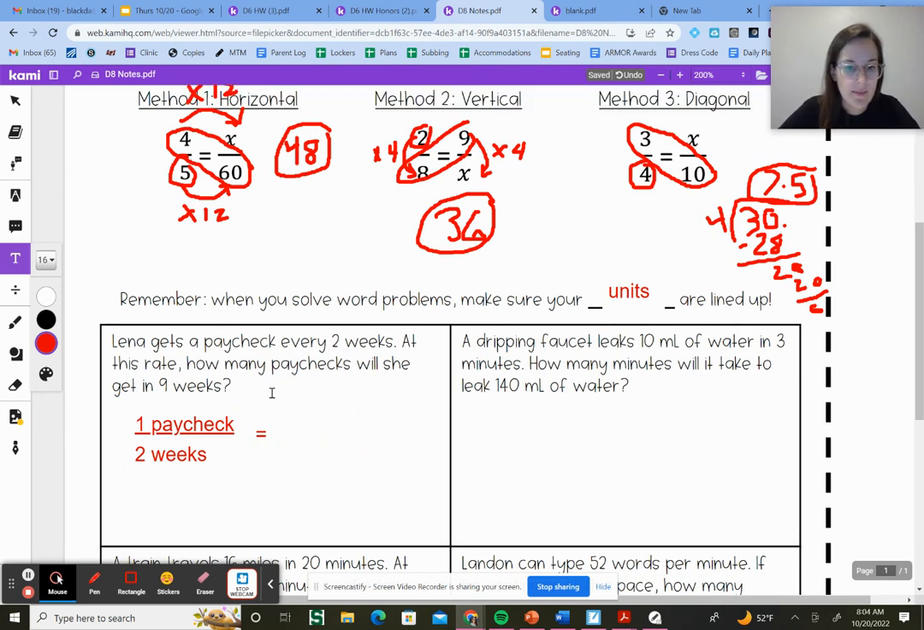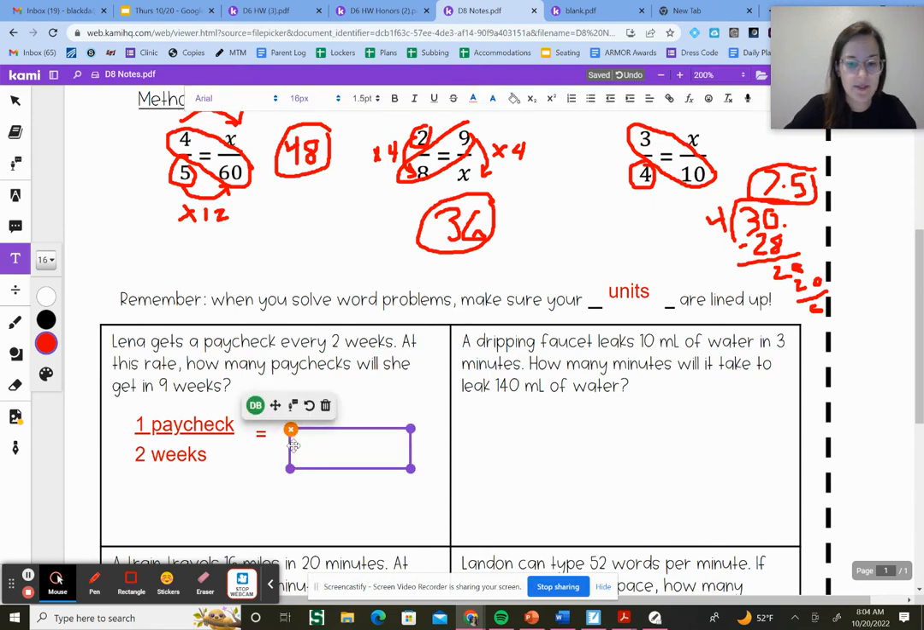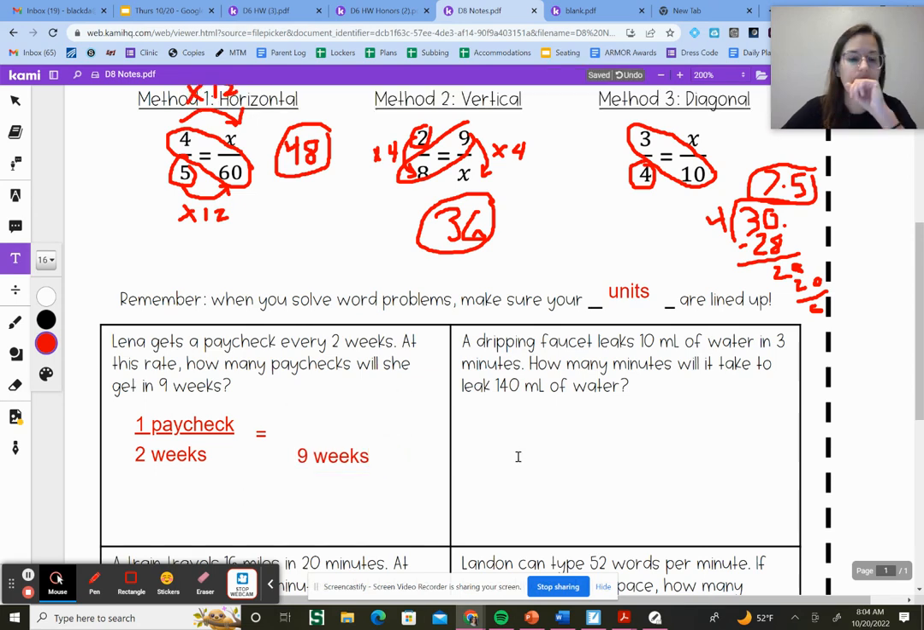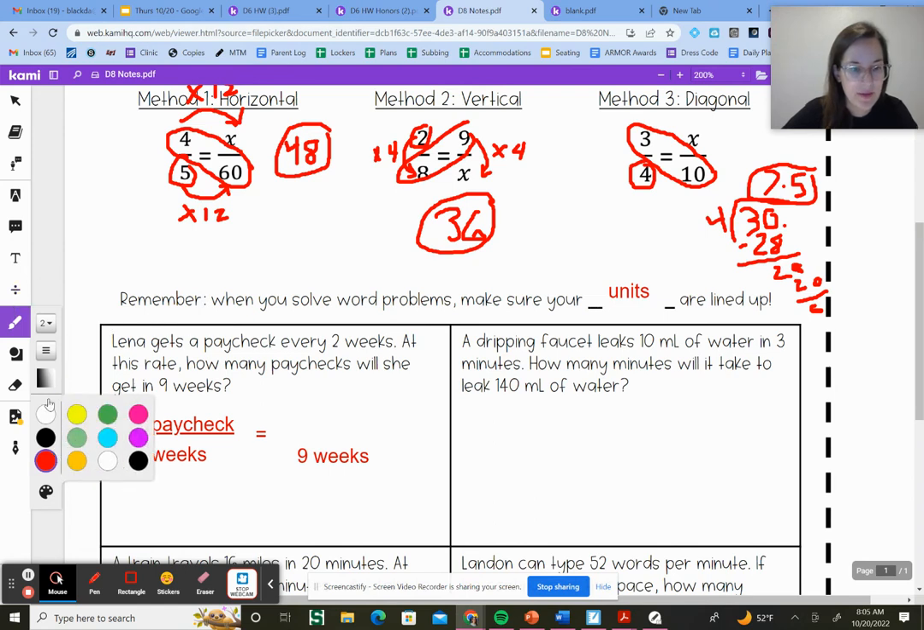And then let's see, how many paychecks will she get in 9 weeks? So I'm going to need to put that on the bottom. Line it up with 2 weeks. And then we're trying to figure out what goes on the top. So you could pick any method you want for this. I might just do the diagonal method.